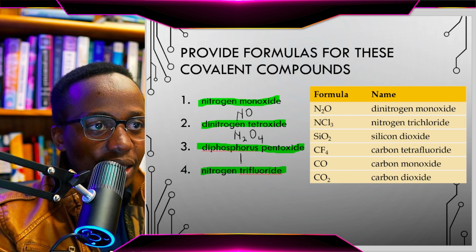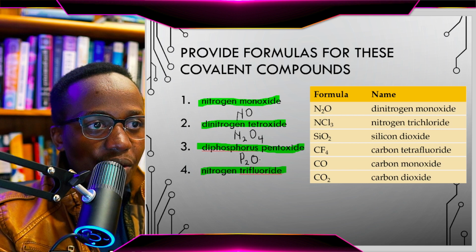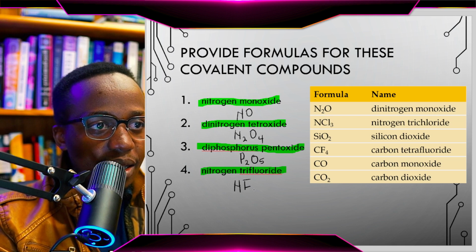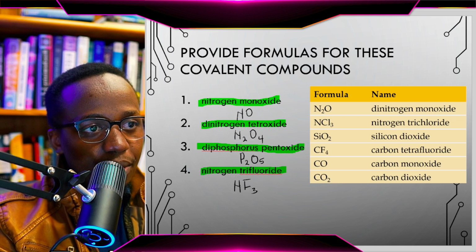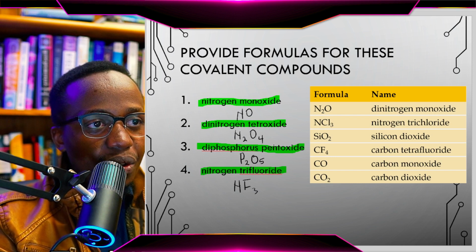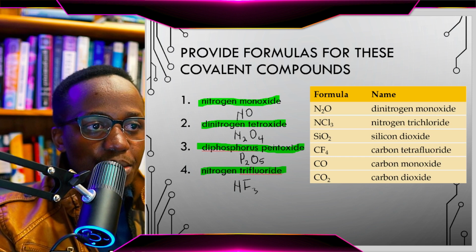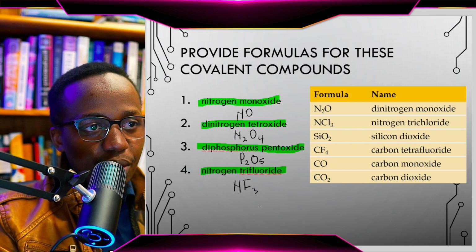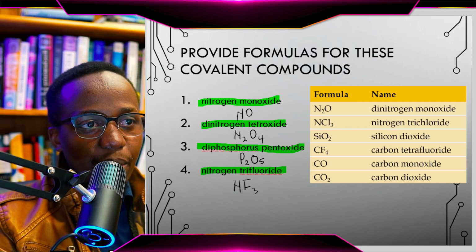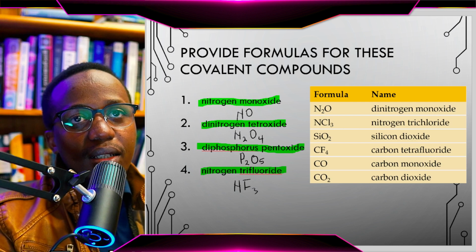Diphosphorus pentoxide is two phosphorus and then 5 oxygen. Nitrogen trifluoride is one nitrogen and how many fluorine atoms? 3. Right? So it's in the name. So it's easier to go from name to formula when it comes to covalent compounds.